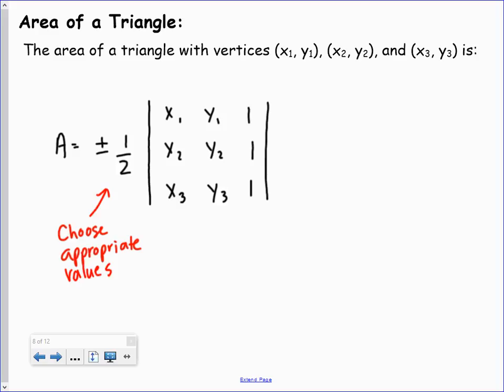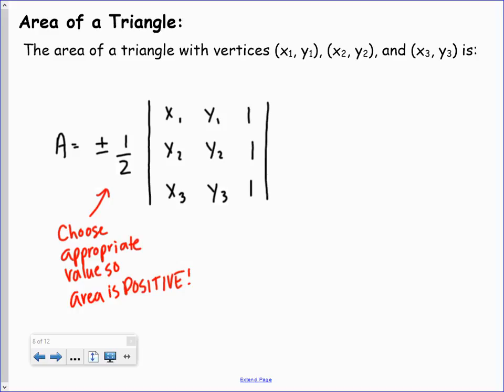So when it says plus or minus, you might make a note here: choose the appropriate value so the area is positive. If your determinant comes out to be a positive number, then you would multiply it by a positive 1/2. If your determinant happens to be a negative number, then you would multiply it by negative 1/2, so your area is still positive.